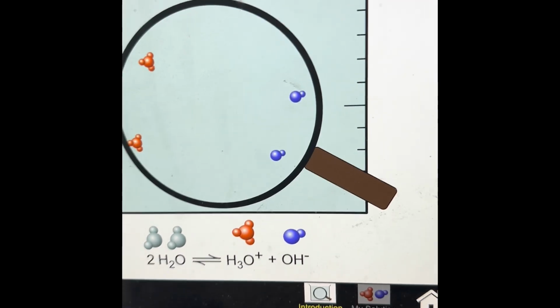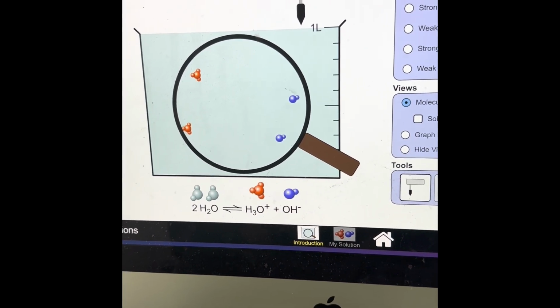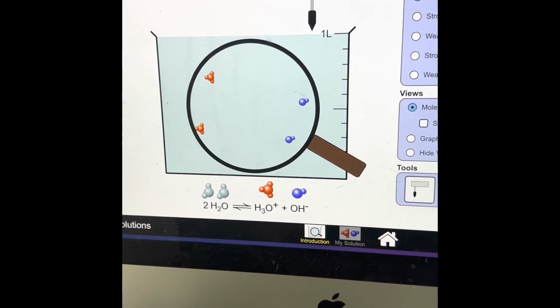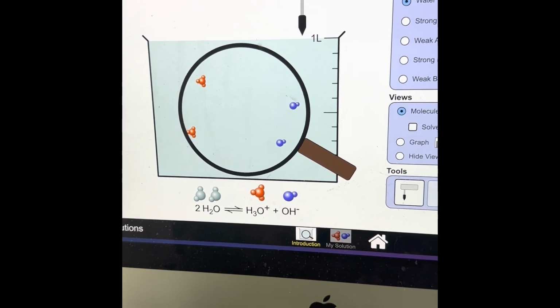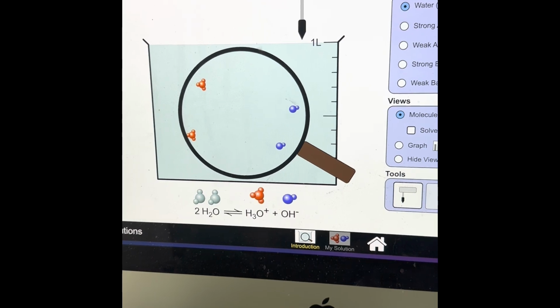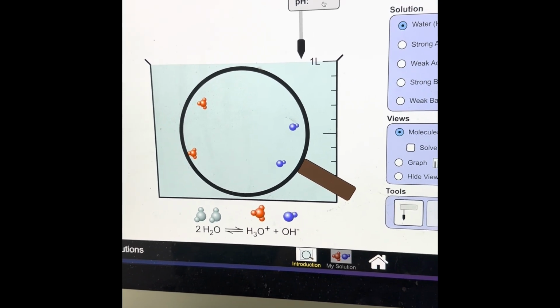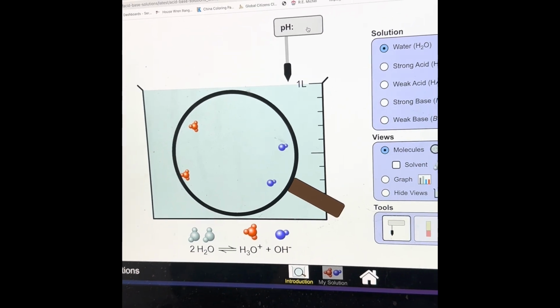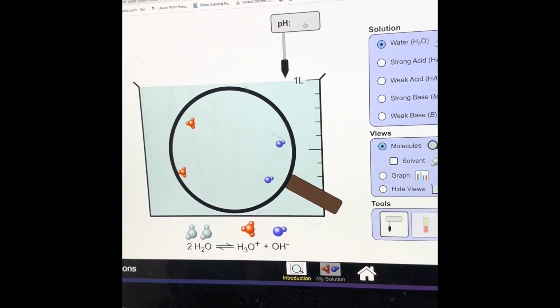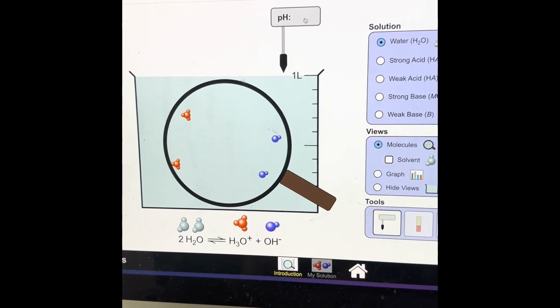So we're going to be focusing on this idea that acids donate a hydrogen ion and bases accept that hydrogen ion, right? So we've got water here. And water is a cool substance because it is amphoteric. That means that it can be both an acid and a base.